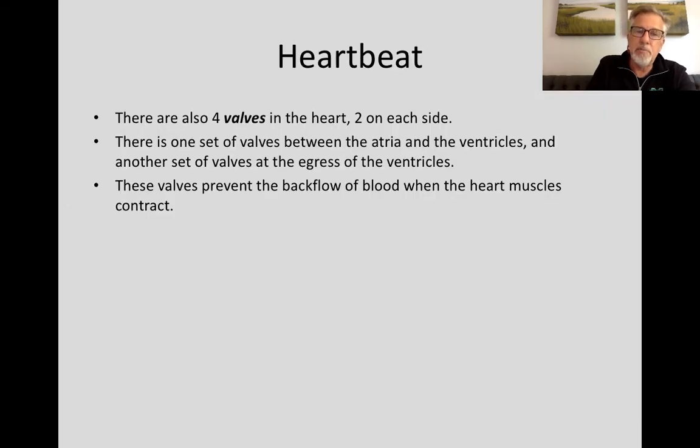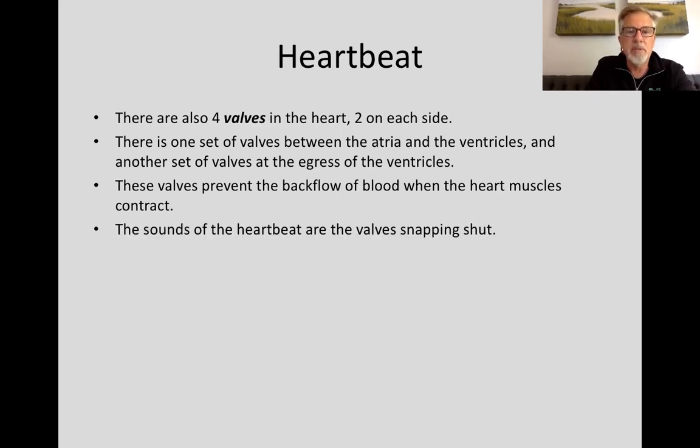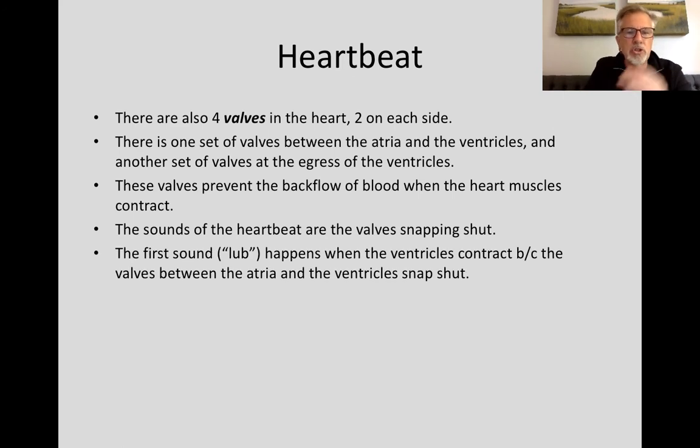These valves prevent the backflow of blood when the heart muscles contract. And therefore, they are very important, and it is very important that they close properly. The sound of the heartbeat is the sound of the valves snapping shut. The first sound, which is often referred to as lub, happens when the ventricles contract because the valves between the atria and the ventricles snap shut.